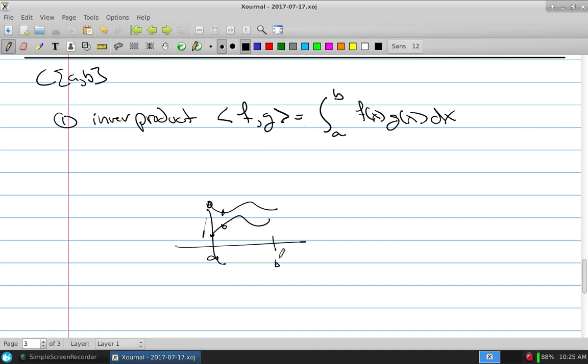But we could physically interpret this as what? It's the area underneath the product of the two function curves. Again, it takes a little work, and you have to do some calculus, but it satisfies all three properties.